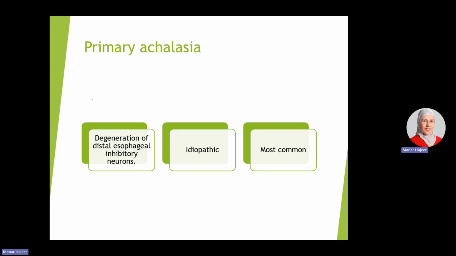Primary achalasia is caused by degeneration of the distal esophageal inhibitory neurons, which are responsible for the inhibition of the contractions and will lead to the dilatation or relaxation of the muscles. So the degeneration of these neurons will lead to increased tone of the lower esophageal sphincter, and in most of the cases it is idiopathic, and it is the most common cause of achalasia.